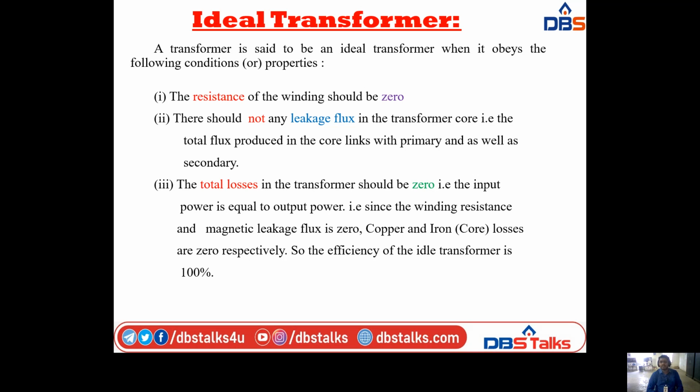That is, the input power is equal to the output power. That means we don't have any losses. That is, since the winding resistance and magnetic leakage flux are 0, the copper and iron losses are 0 respectively. So the efficiency of the ideal transformer is 100%. Okay, the efficiency of the ideal transformer is 100%.